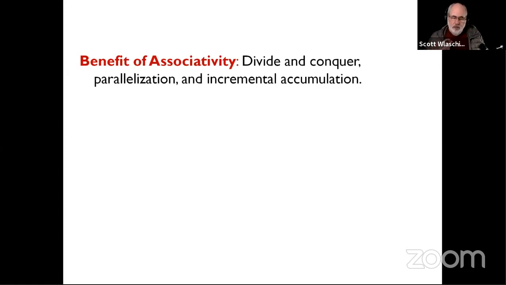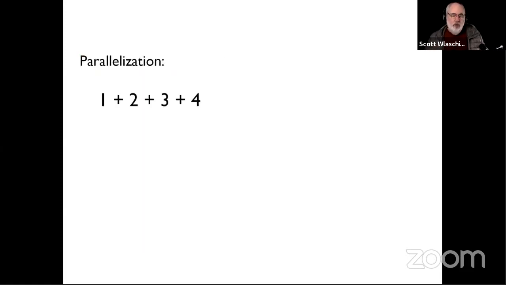Now, the benefit of not caring about the order, the associativity, has lots of benefits. The first one is divide and conquer, parallelization, and incremental accumulation. I'll talk about parallelization for a second. So let's say that adding numbers together is really expensive, and I need big computers to do it. Now, obviously, adding two numbers is not complicated, but sometimes it is complicated.